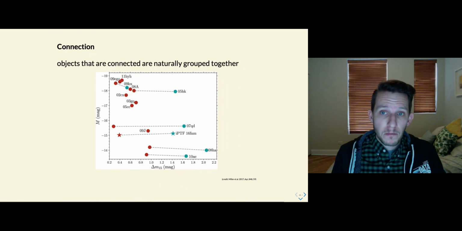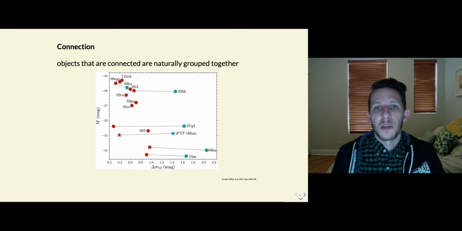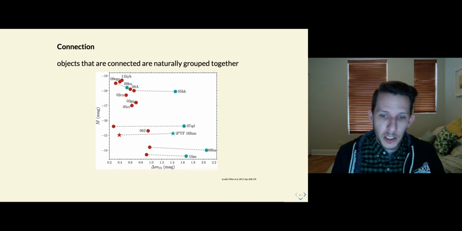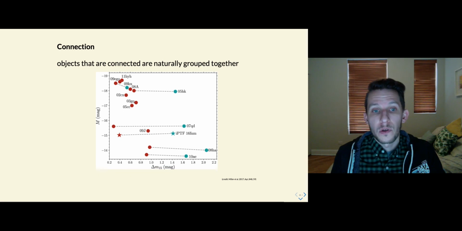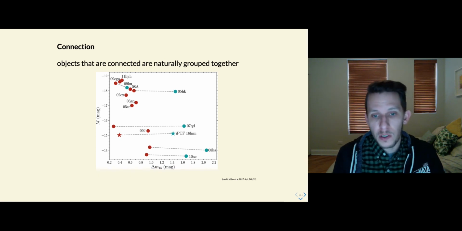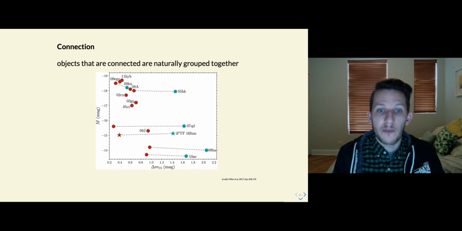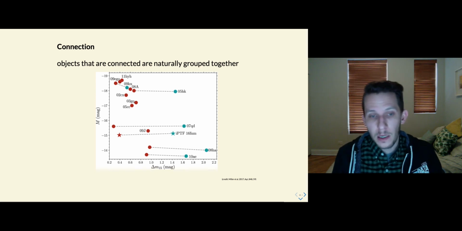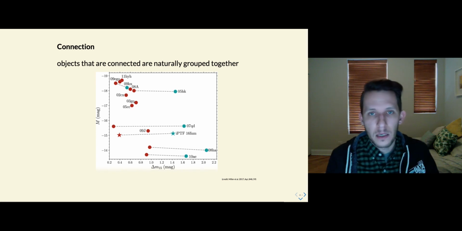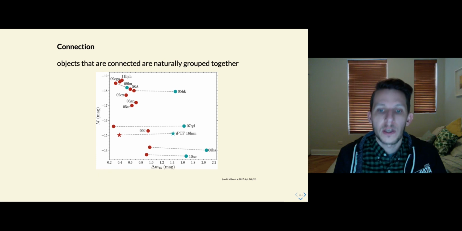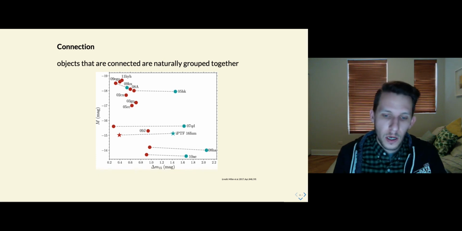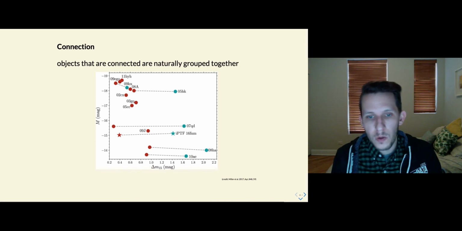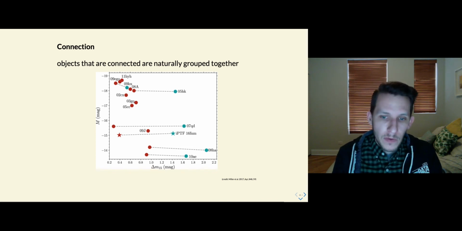Okay, connection. This one is very straightforward, but objects that are connected are naturally grouped together. So here we have a bunch of observations of a special class of type 1a supernovae. So essentially these are intrinsically faint and fast declining type 1a supernovae. And we have measurements that have been made in the R band and the G band, which correspond to the red and the green symbols respectively. And we're using dashed lines to connect the R and the G band observations. So you can immediately tell, okay, this is the value for this supernova in the R band, this is the value in the G band.